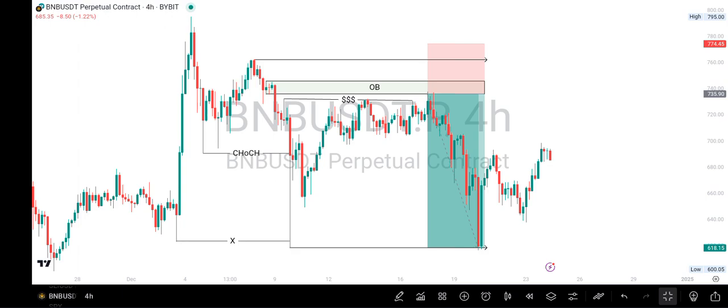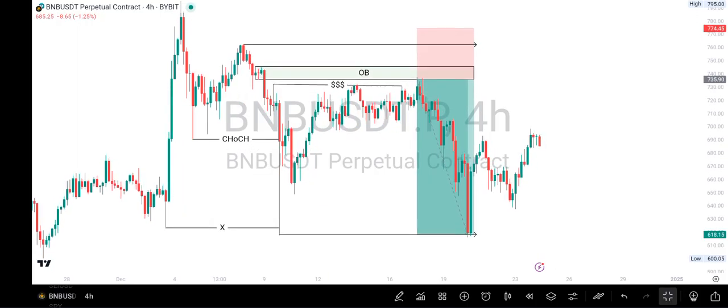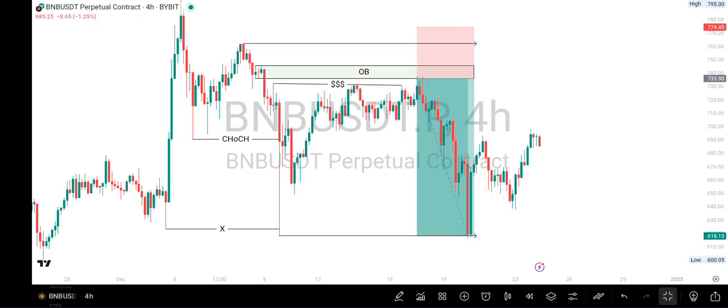order block, liquidity, change of character or break of structure. I worked with market structure, liquidity, supply and demand. These are the three basic concepts I work strictly on: market structure, liquidity, supply and demand. So I'm going to explain how I was able to mark my supply zone here and place my entry on it.